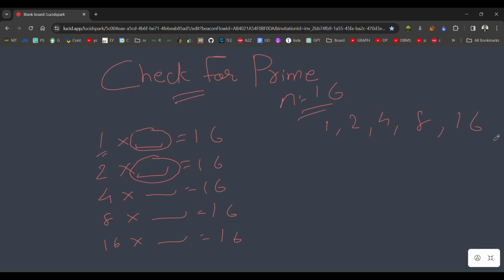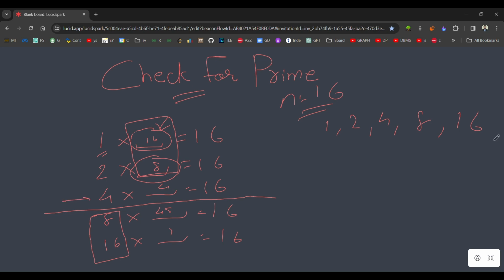Because if 1 can divide 16 completely, this digit can also divide 16 completely, right? So 1 into 16, 2 into 8, 4 into 4, 8 into 2, then 16 into 1, right? So can you see a pattern here? If I draw a line here, can you see that these factors, we can get from here itself?